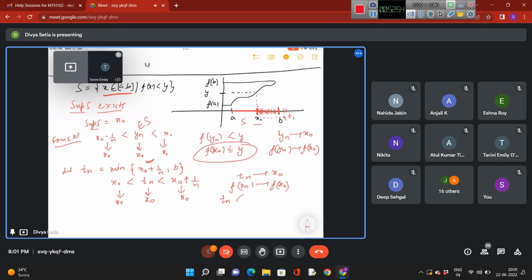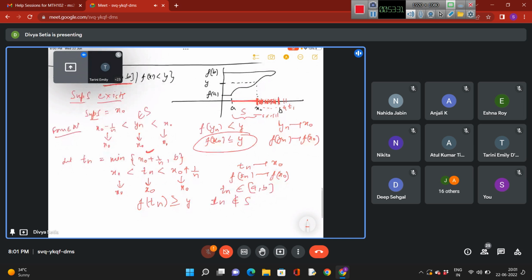Each of Tn belongs to AB, right? All these points belong to your set AB, but Tn does not belong to your set S, because this set S is this set, and now you are creating a sequence here. It does not belong to your S because each of them is an upper bound. So if it does not belong to S, that means each Tn's functional value is greater than or equal to y. And if it is greater than or equal to y, the limit should also be greater than or equal to y.